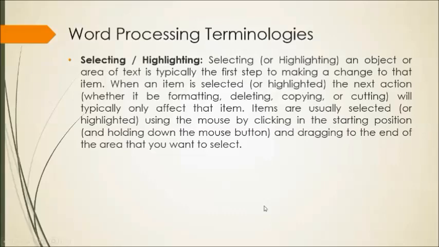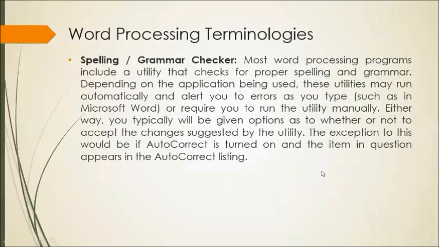Next is selecting and highlighting. Selecting or highlighting an object or area of text is typically the first step to making a change to that item. So when an item is highlighted or selected, the next action, whether it be formatting, deleting, copying, or cutting, will typically only affect that item. Items are usually selected or highlighted using the mouse by clicking in the starting position, holding down the mouse button, and dragging to the end of the area that you want to select.